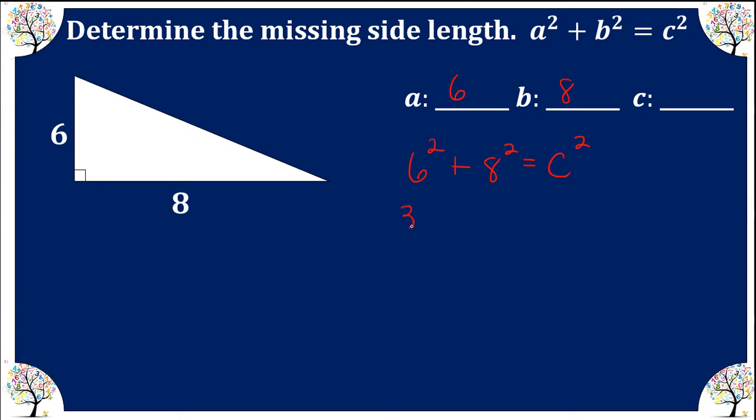6 squared is 36. 8 squared is 64. We combine these. We undo the squaring by taking the square root of both sides, and C is 10. Our hypotenuse is 10 units long.